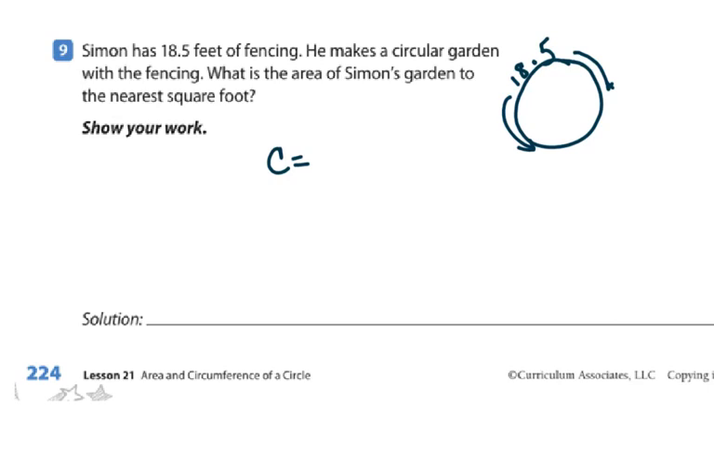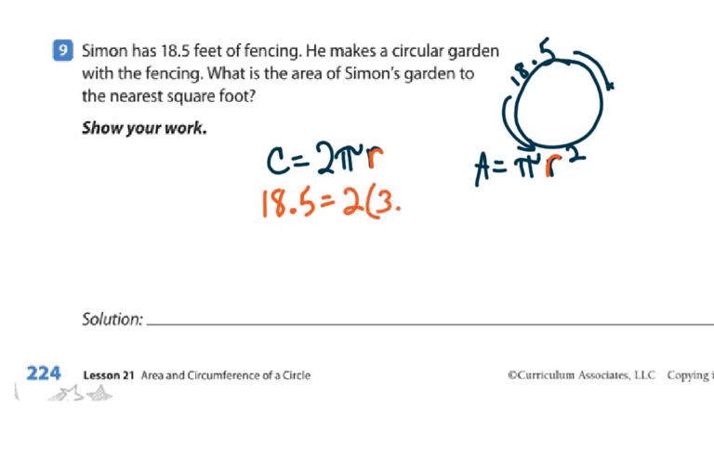And we know that for circumference, we need the 2 pi r. And the reason is area is pi radius squared. So I know I need the one that has the r in it because I need to find the area. So it tells us that 18.5 is the circumference. That's the distance that the fencing covered around it. So then 2 times 3.14 times r will give me 18.5.